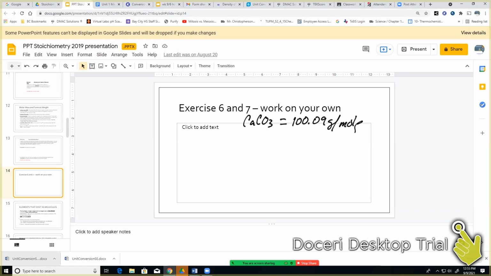So that should have been the molar mass you came up with. I think they used just 100. 100.09. So our first one was the easy one. We just want to get it to grams.